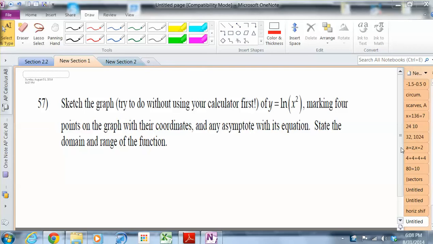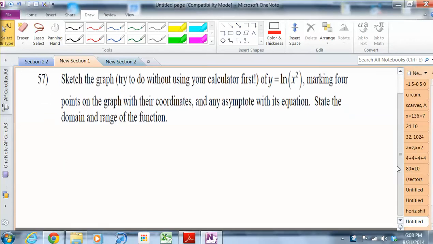For number 56, what we did for that problem was that we took the parent function for y equals ln x and then made a transformation by shifting 4 right. This one's a little bit sneaky because it's y equals ln x squared. So here's what I'm going to do first.